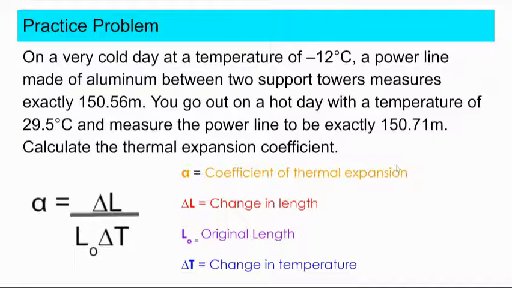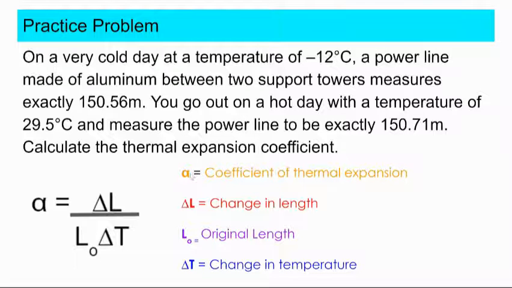All right, take a second in your notes and let's practice this first problem together. On a very cold day at a temperature of negative 12 degrees Celsius, a power line made of aluminum between two support towers measures exactly 150.56 meters. You go out on a hot day at a temperature of 29.5 degrees Celsius and measure the power line to be 150.71 meters. Please calculate the thermal expansion coefficient.